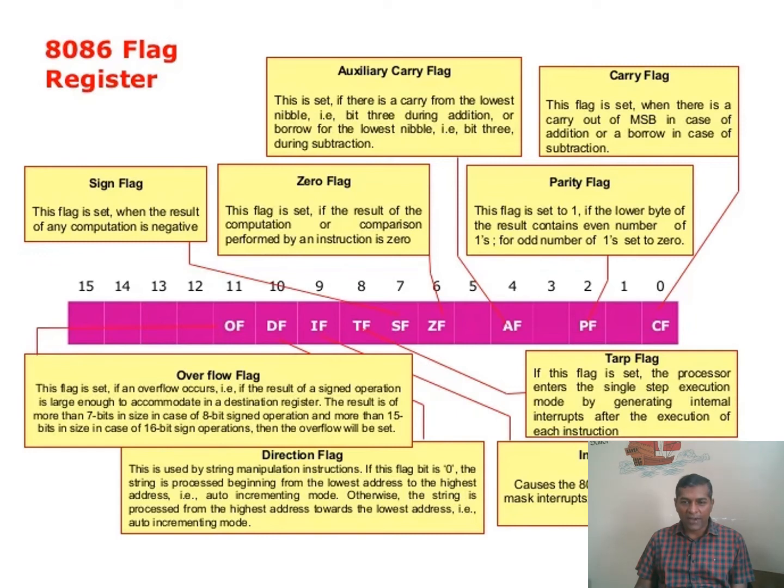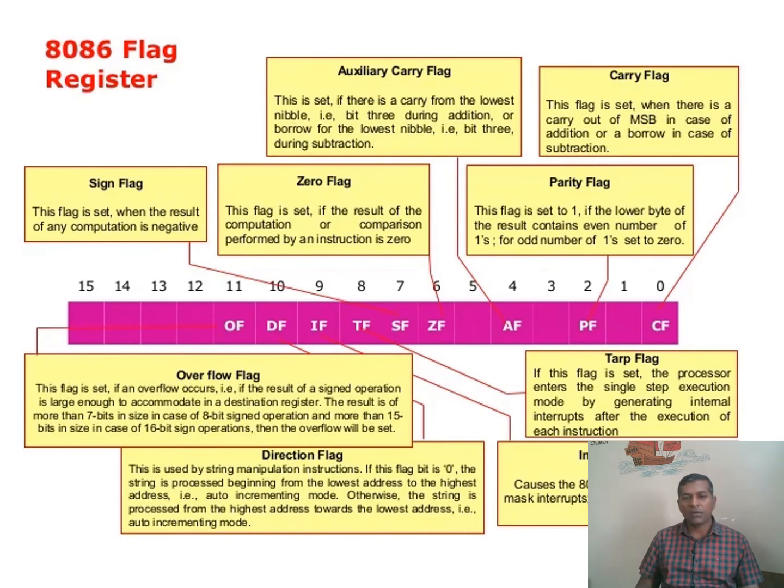Then we have a trap flag. This is a control flag. This flag is set when the processor enters into single step execution mode. Single step execution means we are about to execute the complete program one after another, line by line. Many times we'll execute the program completely. Once we say execute, it will start executing from the first line to the last line. But sometimes we want to execute the program one step after another. So this is known as single step execution. During the single step execution, this flag will be set.